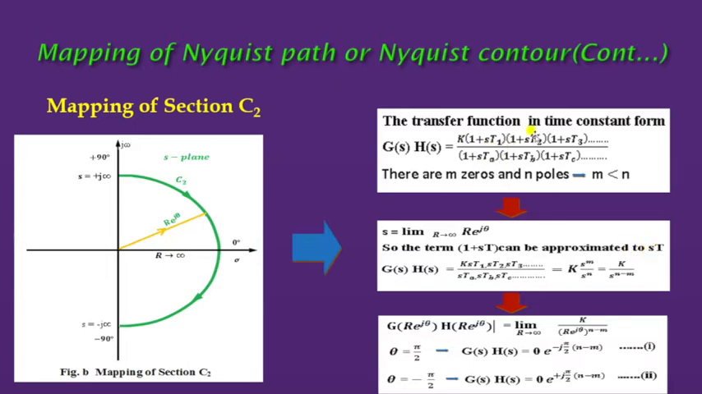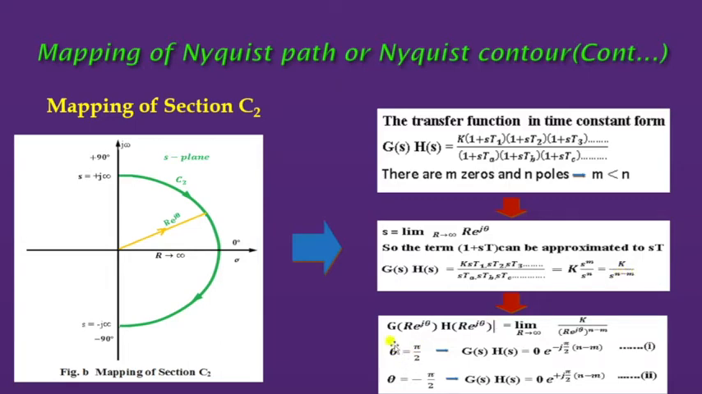That means from this equation we get K into sT1 into sT2 into sT3, similarly sTa into sTb into sTc. So we can write this as K into s to the power m, that means the zeros, divided by s to the power n, that means the number of poles. So this is equal to s to the power m minus n.